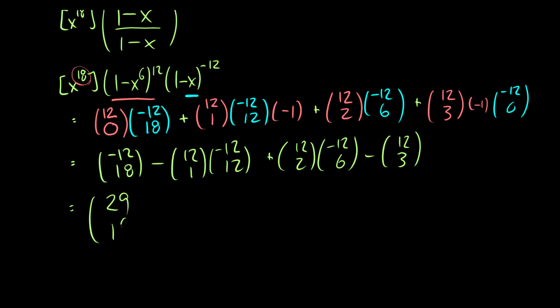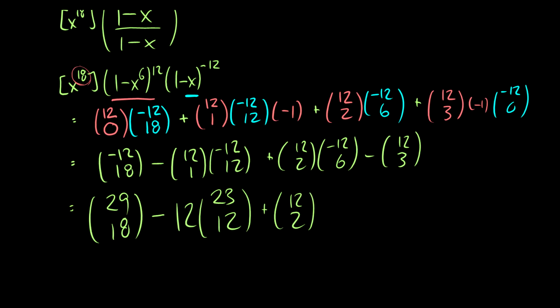This will be 29 choose 18, because 12 plus 18 minus 1 is 29. We'll subtract 12 times 23 choose 12. We will add 12 choose 2 times 17 choose 6, and we'll just subtract 12 choose 3. So that would be the answer.